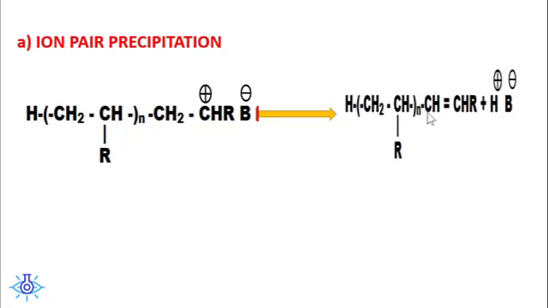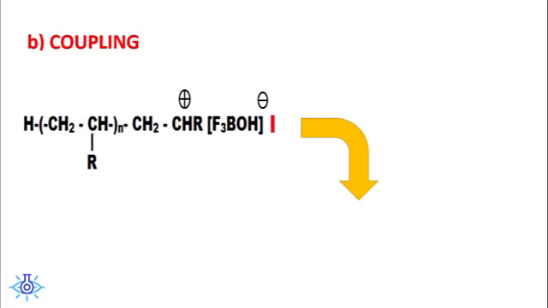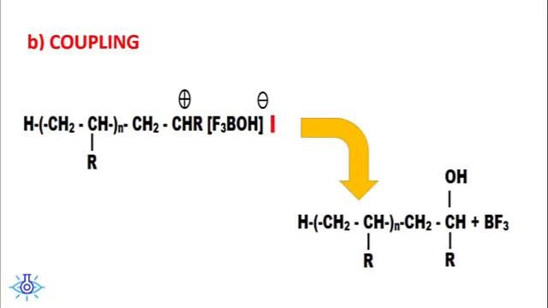This termination reaction also can occur by a process called coupling. In coupling, there is formation of a covalent bond between the carbonium ion and the counter ion. Thereby the polymerization reaction comes to an end and BF3 is removed. So this is how the cationic polymerization proceeds.